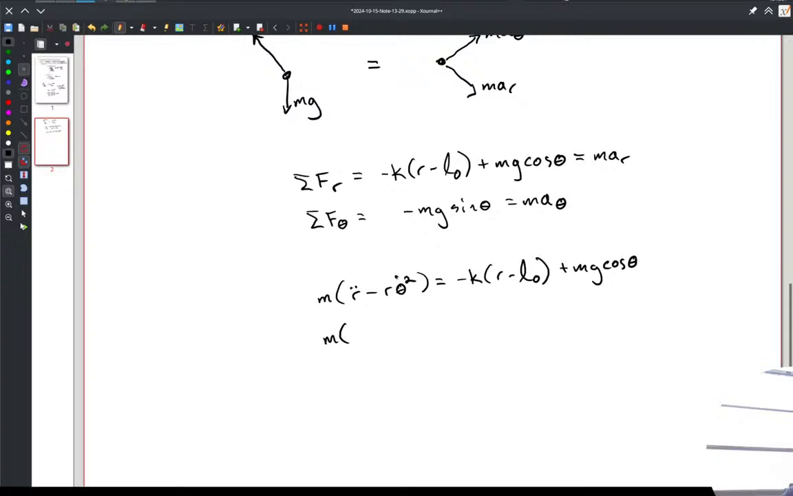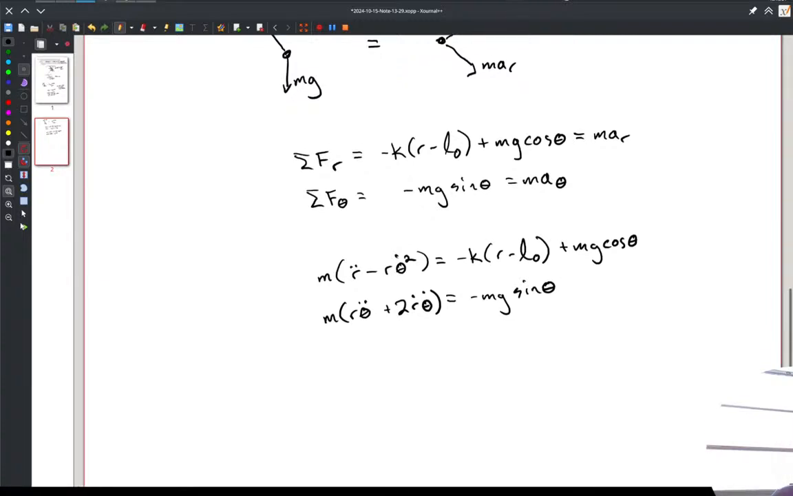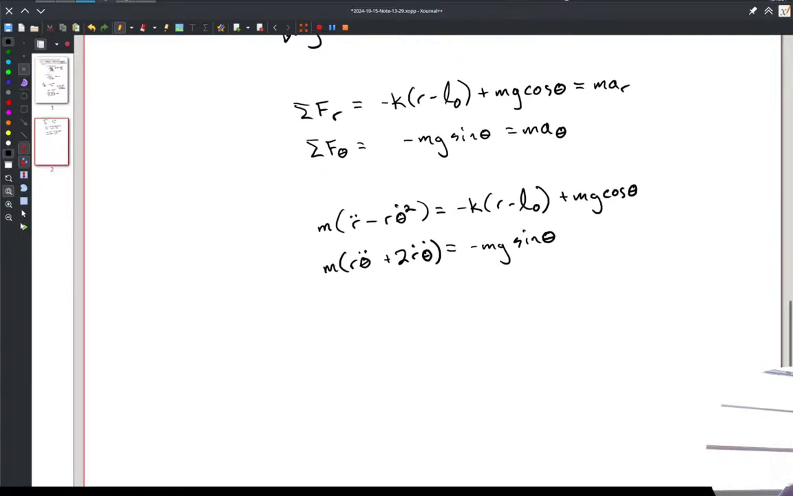And then m times R theta double dot plus 2 R dot theta dot equals negative m g sine theta. And now if I want, I can start simplifying things. So here's equation 1, equation 2. These are my equations of motion.